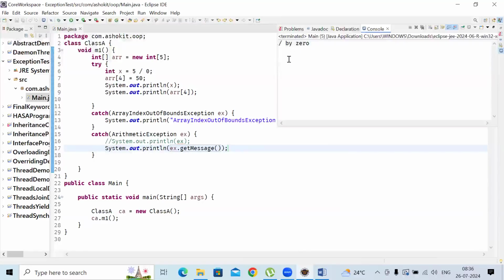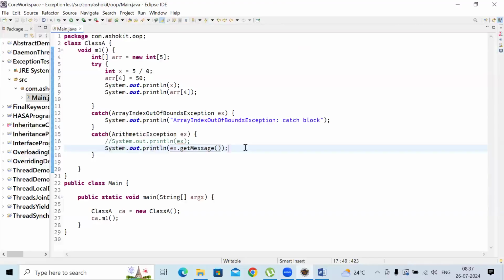Now tell me, what's the difference between the previous output and the current output? Previously we got the exception class name, after that a colon, then the exception message: divided by 0. But this time, only the message. I want to display only the original message of the exception. Which method do I have to call? getMessage. The getMessage method of the exception I need to call.